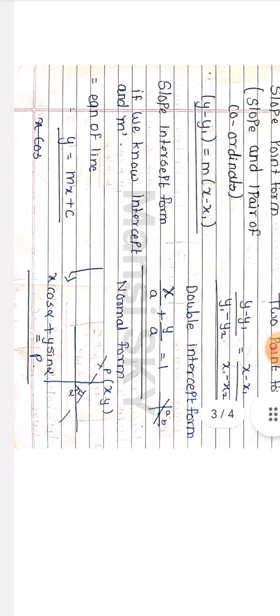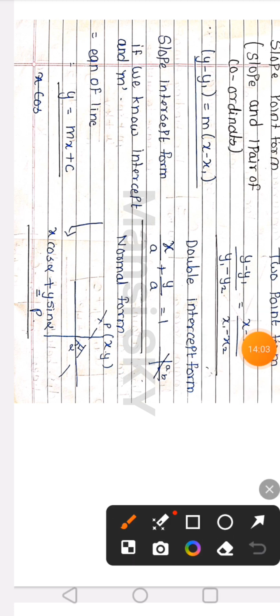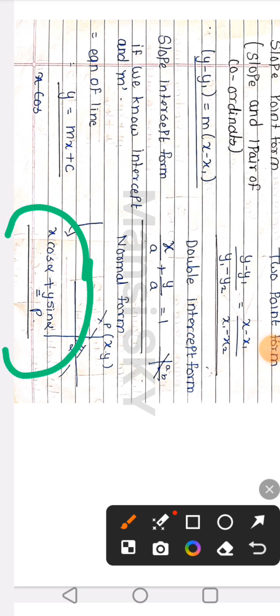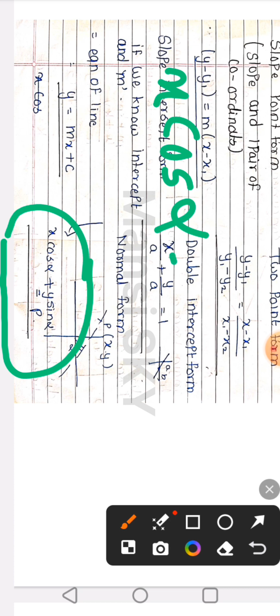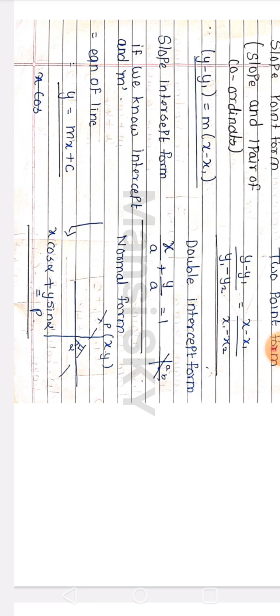Then we have the normal form of the equation of a line, which is x cos theta plus y sin theta is equal to p. X cos alpha, or theta, you can say. Let me write it here: x cos alpha plus y sin alpha is equal to p. This is an important formula for finding the equation of a line.